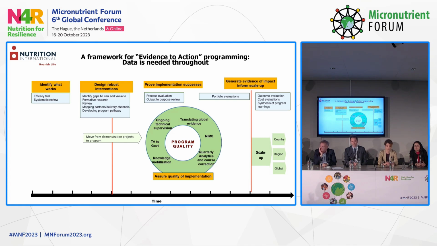Then we also work on proving that implementation is successful. You build these programs, you implement them, but you also have to check and see whether they are having the impact that we suppose they would have. So we do process evaluations, we do output to purpose reviews, and we have this whole cycle of using data for decisions across program quality topics.